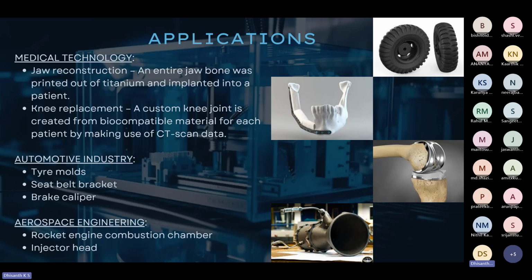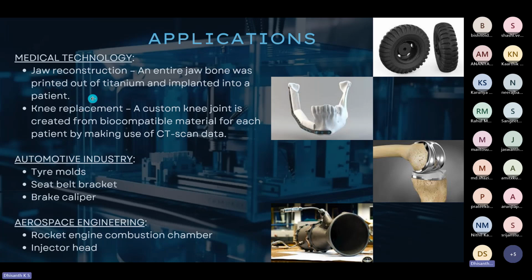Now let's see the applications. The main application for powder bed fusion is in medical technology. For example, in jaw reconstruction, that is, if one side of the jaw is broken, you need a 3D model to attach there. For that, the medical technology department requires powder bed fusion. Here, this model is made using powder bed fusion. The entire jawbone is printed out of titanium and some other alloys and is implanted into the patient. This process is very successful right now and has started to happen everywhere.